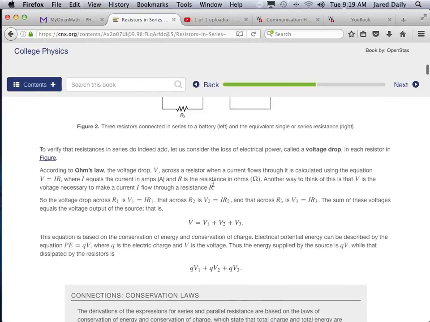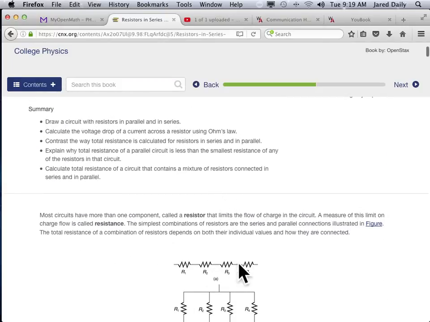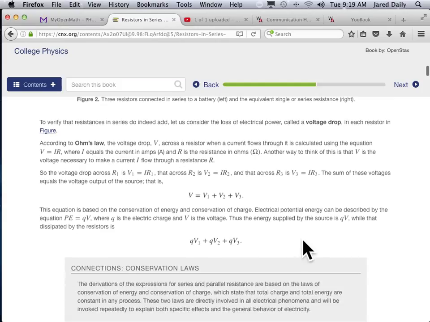So it makes it quite simple. If you have resistors that are in series, the resistors just add up, 1, 2, 3. Just add the first resistance to the second resistance to the third resistance, and that's your total resistance for that set of resistors. It's very simple when the resistors are in series.